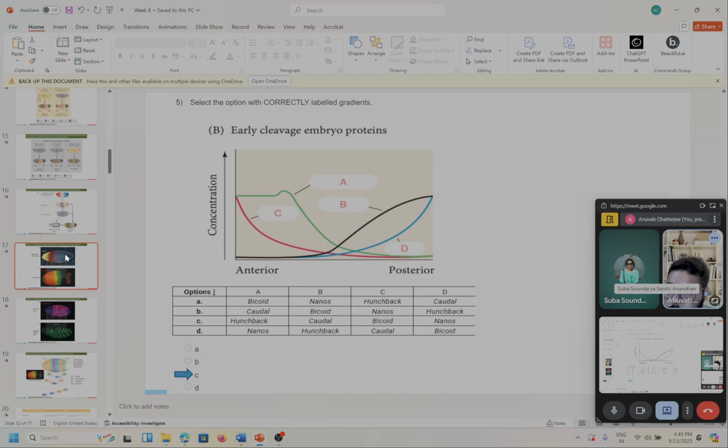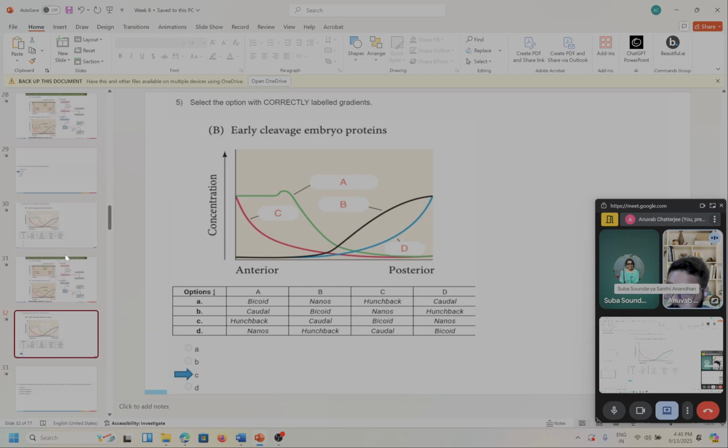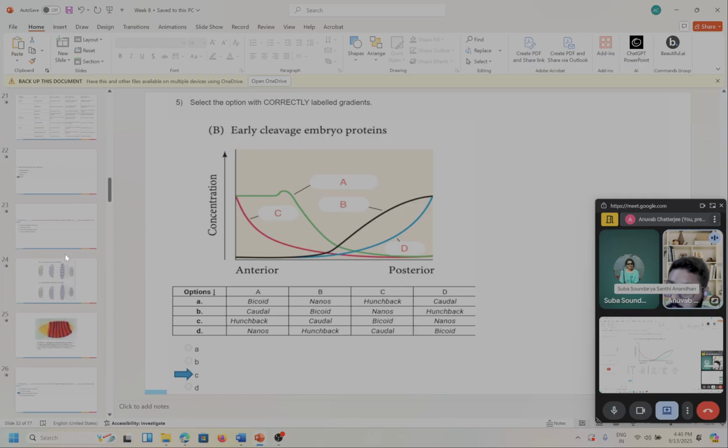Where did it go? Where is this image that I need? It is not here.